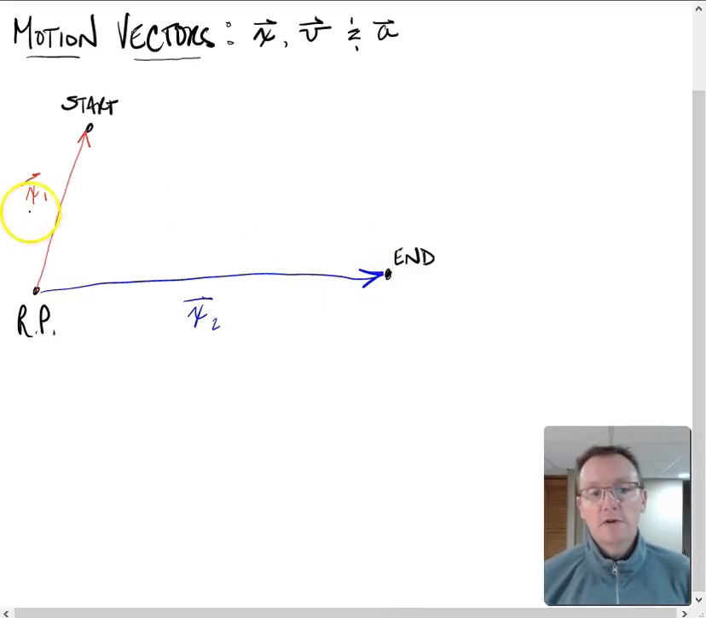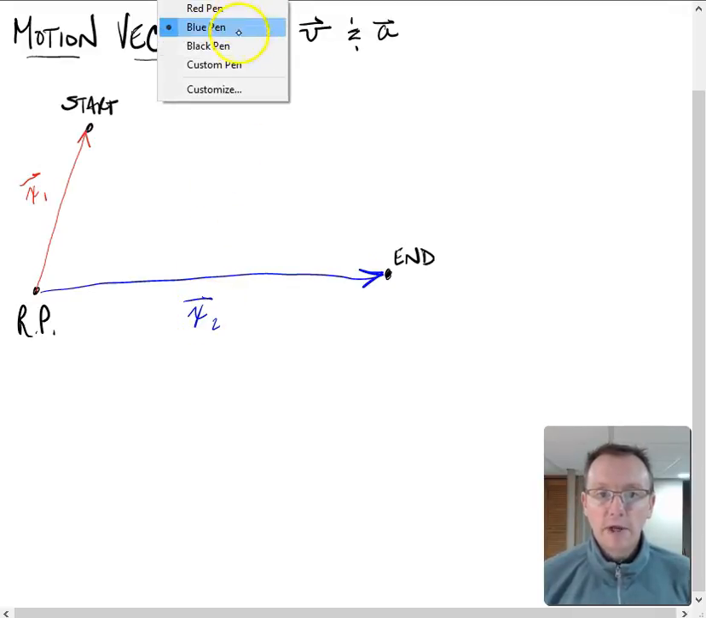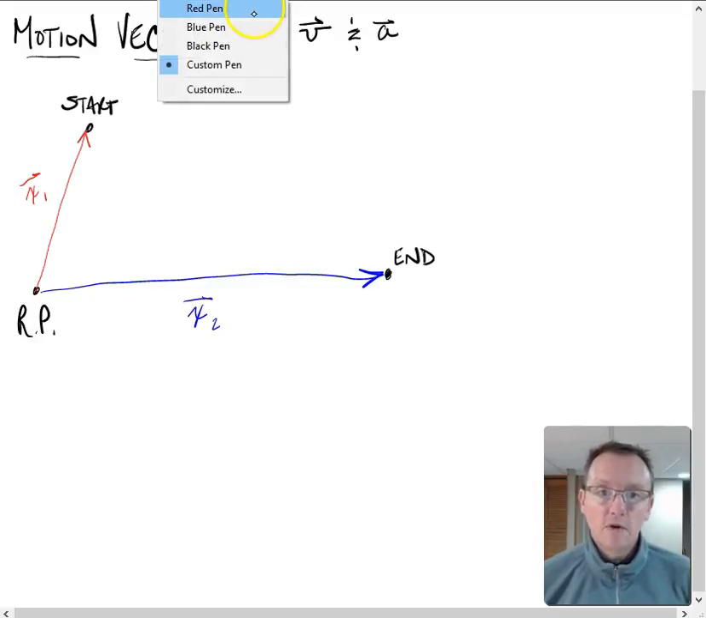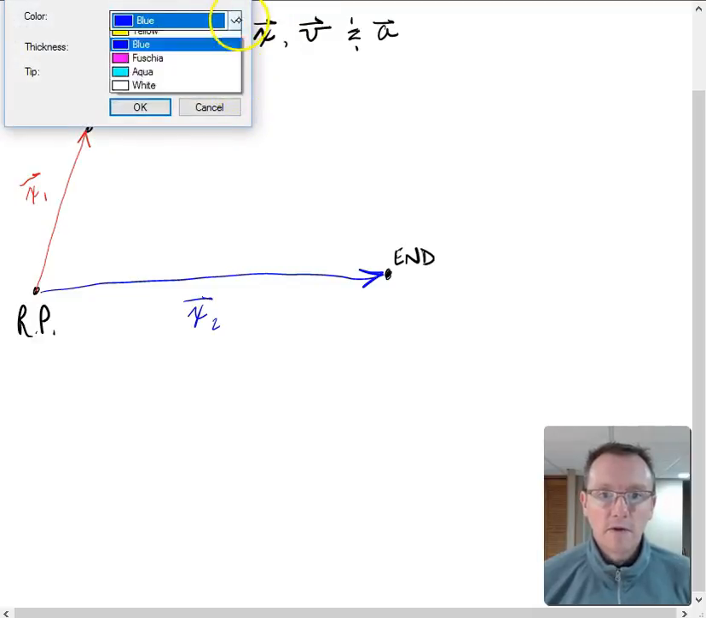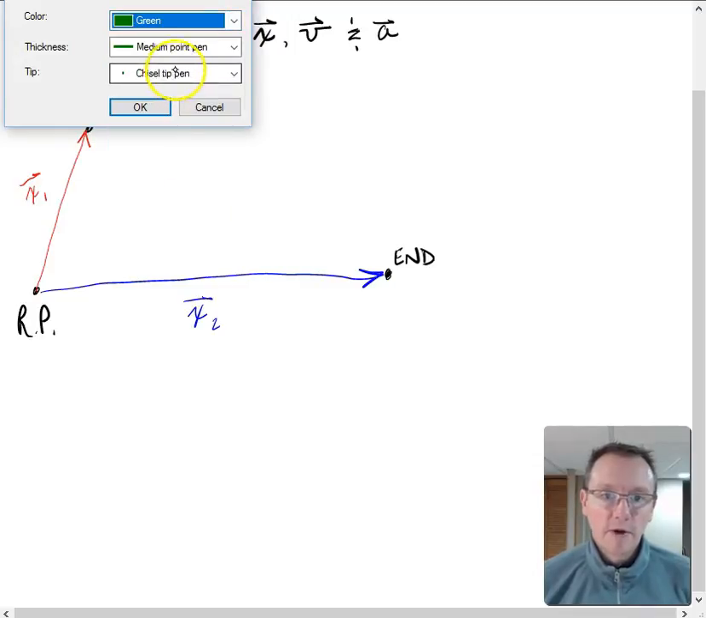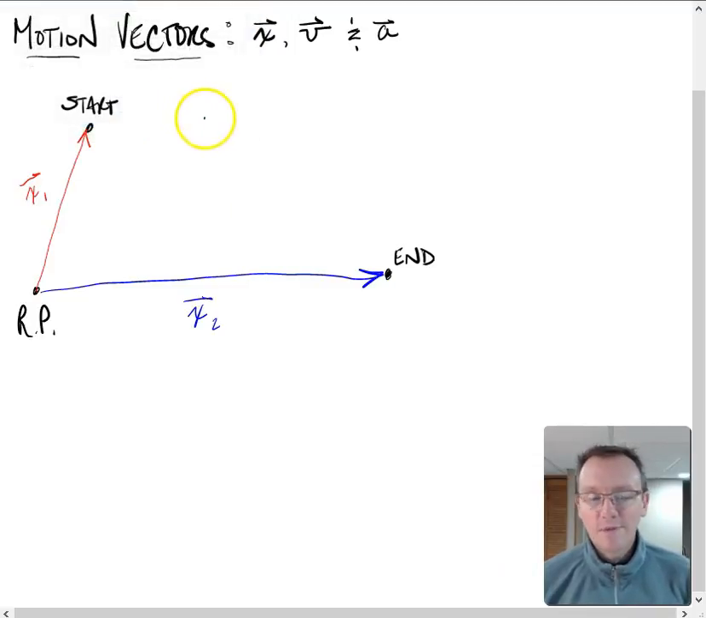My question for you is, this is a position vector, this is a position vector. How do I know what the displacement is? I need to know what that displacement is because I need to know what the displacement over time is to be able to figure out the velocity. So let's take a look at it here. Let's see if I can get a different color in here. I'm going to pick green.